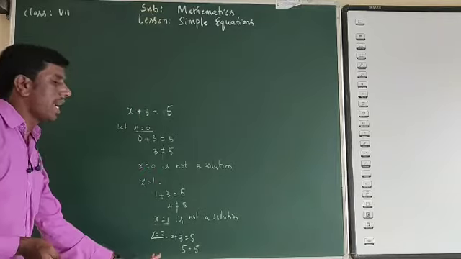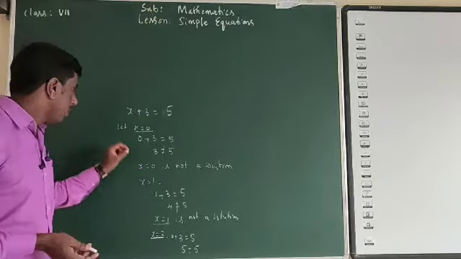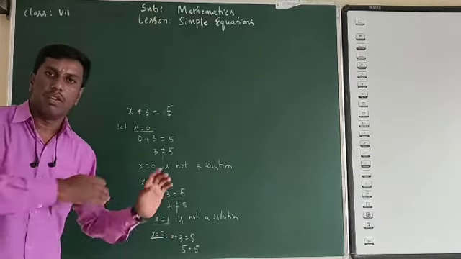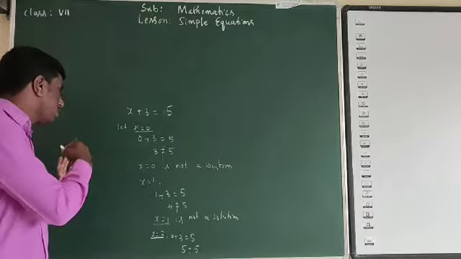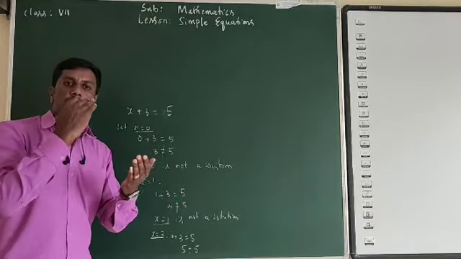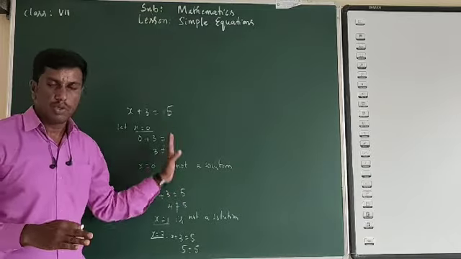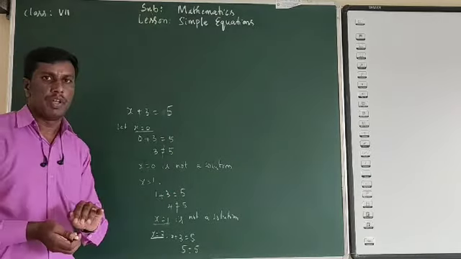This is called the trial and error method. We take the initial values 0, 1, 2, 3, like this, and keep on taking them. If the LHS is equal to RHS, then that particular value of x is a solution, or otherwise it is not a solution. We have done this in class 6 itself.